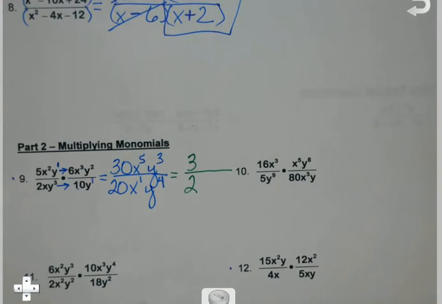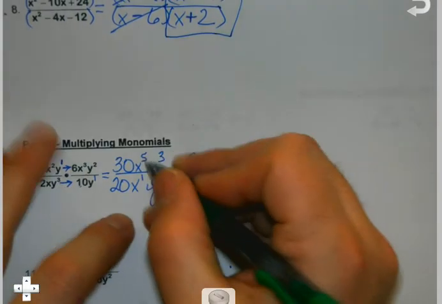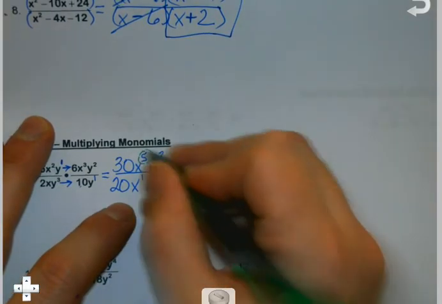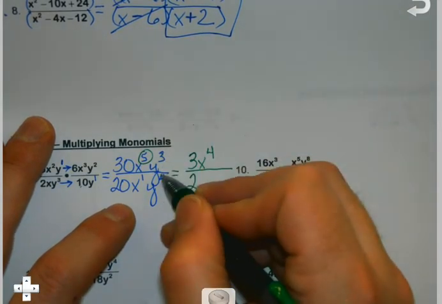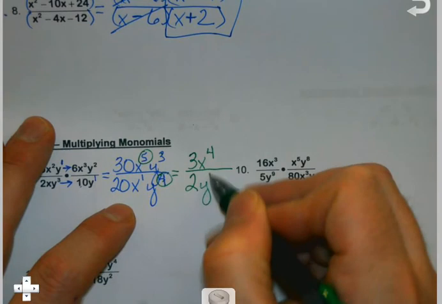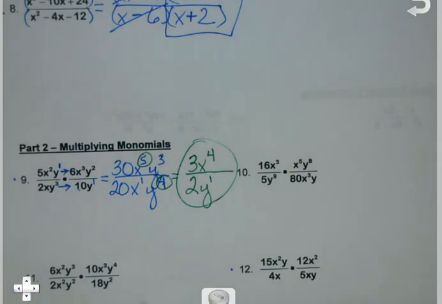And then I just use my division exponent rules. 5 minus 1's 4. Bigger one's up top. That's where my answer goes. 4 minus 3 is 1. Bigger one's in the denominator. That's where my answer goes.